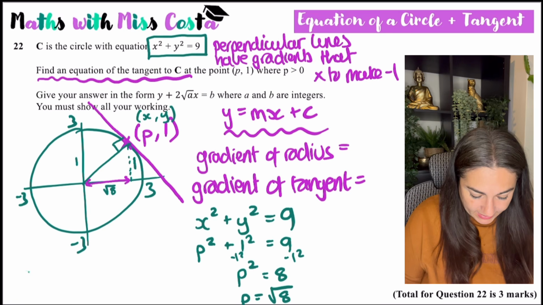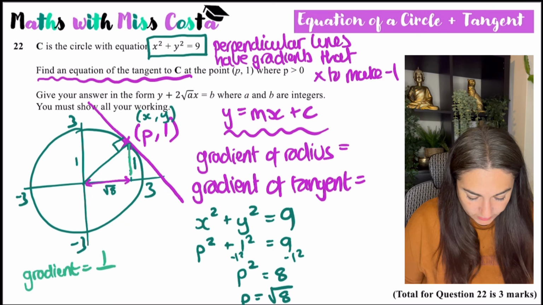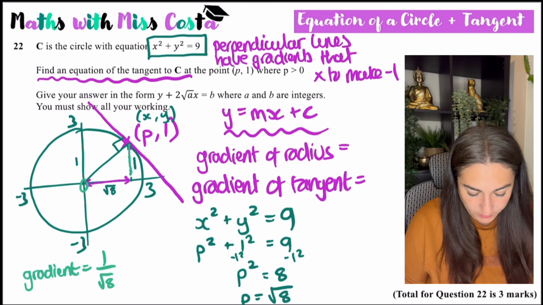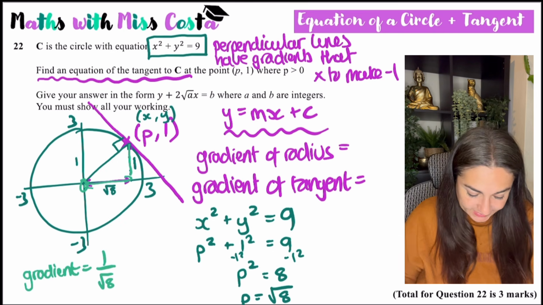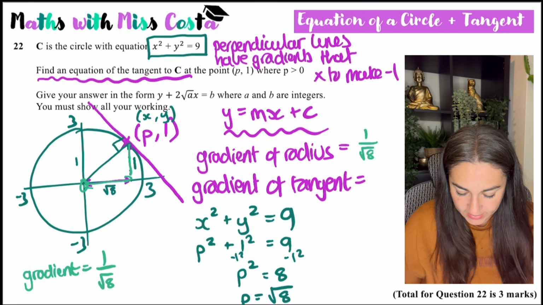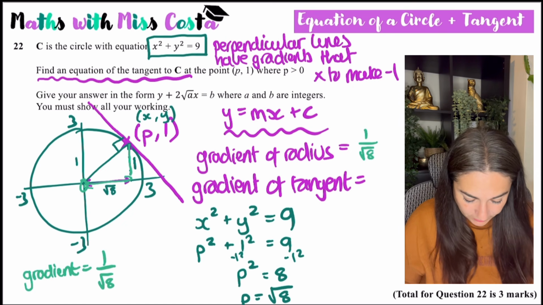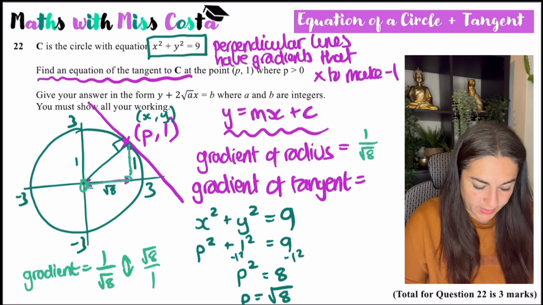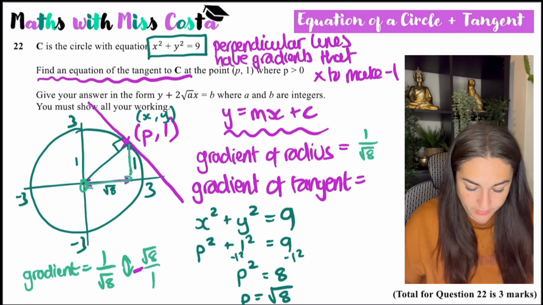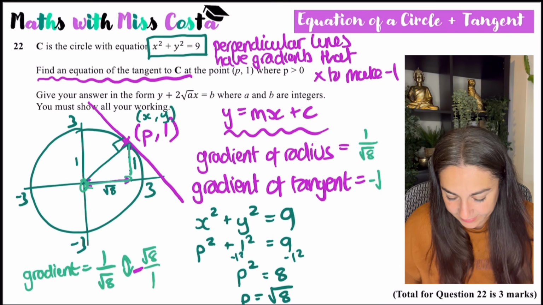Now, how do we work out the gradient? The gradient is the change in the y coordinate, which is 1, over the change in the x coordinate, which is root 8, because I'm starting from 0, that's how you can work out what this distance is. So the gradient of the radius is 1 over root 8, and the gradient of the tangent is its negative reciprocal. Reciprocal is when you flip the fraction, so let's flip the fraction, it would become root 8 over 1, and I'd put a negative sign in front of it, but anything over root 1 is just itself, so I can just write that as negative root 8.